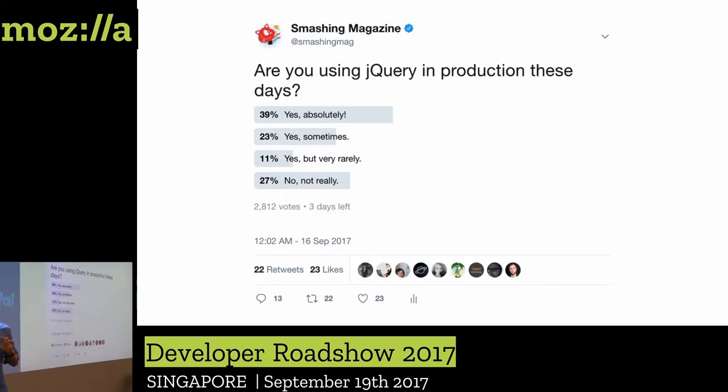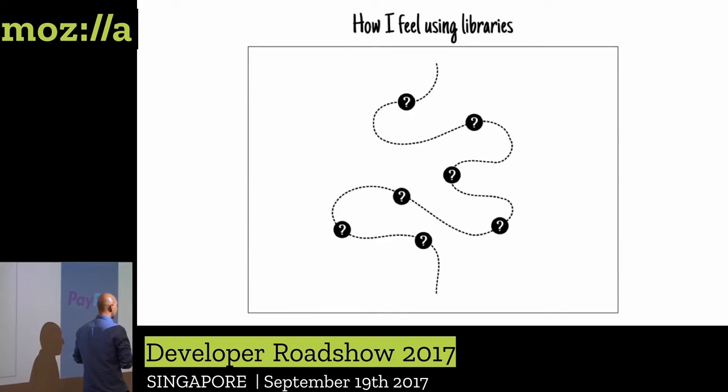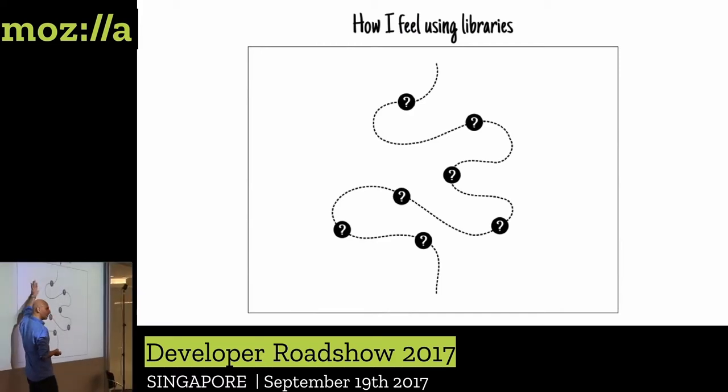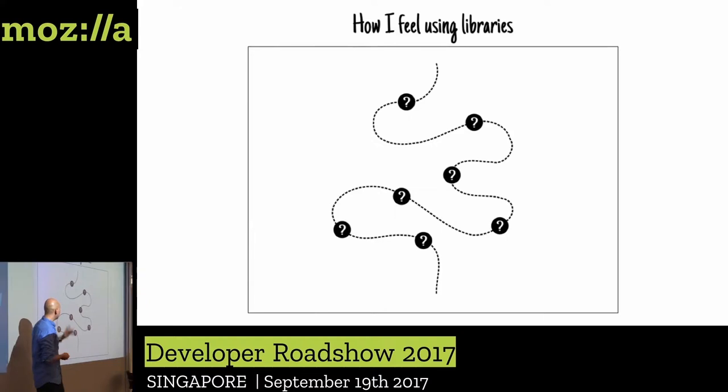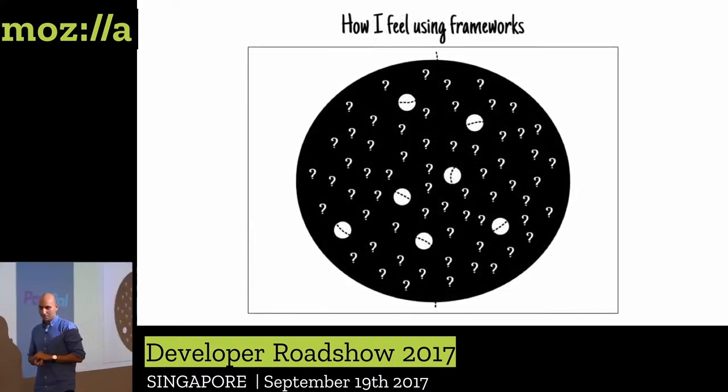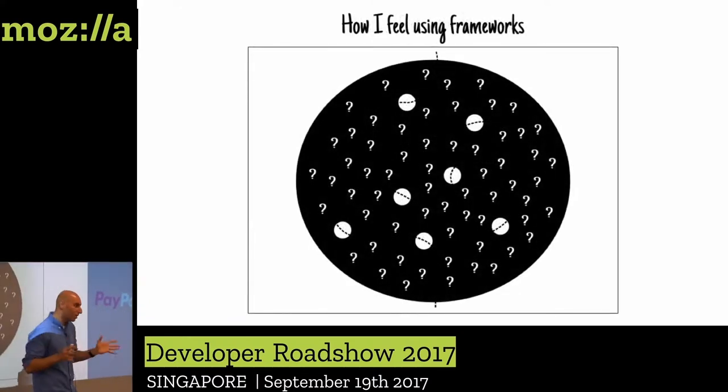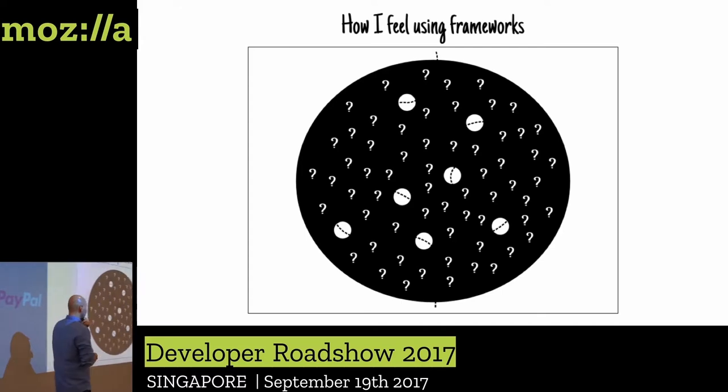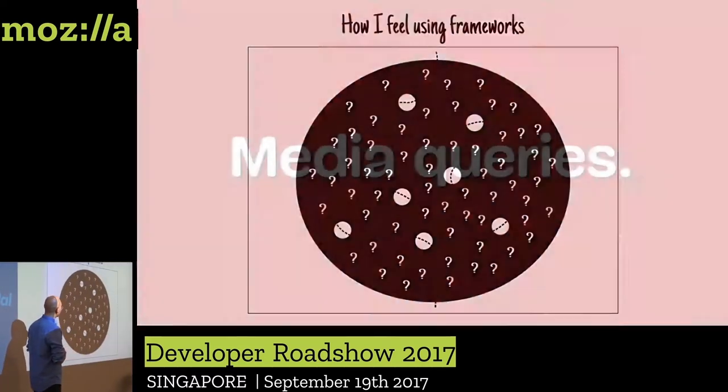And we actually didn't want to use big libraries at all, because this is how we feel when we use libraries. Some things are just not clear, but they're quite small, so you can find your way to it. But this is how we feel when we use frameworks. There are many unknowns, and you just don't know what to do first, right? So we wanted to avoid frameworks altogether at first.